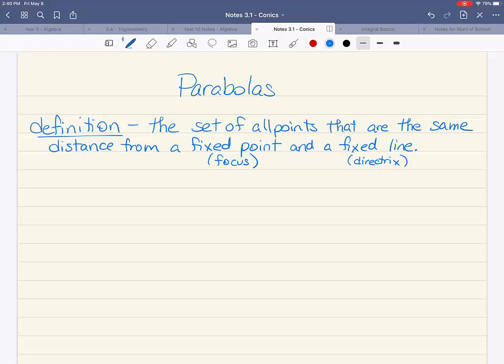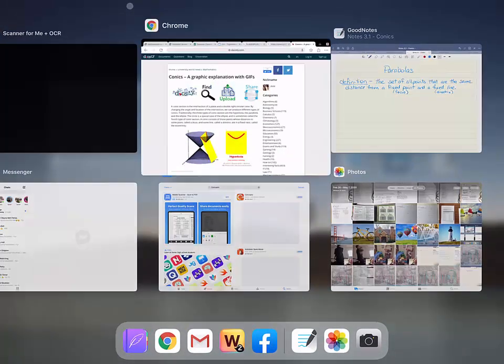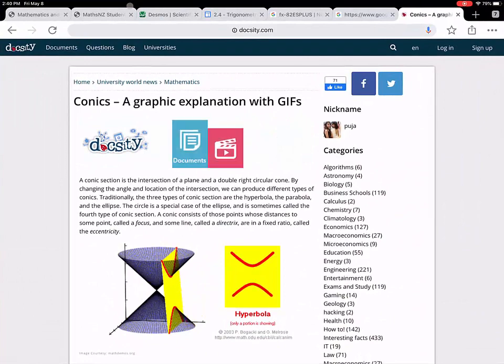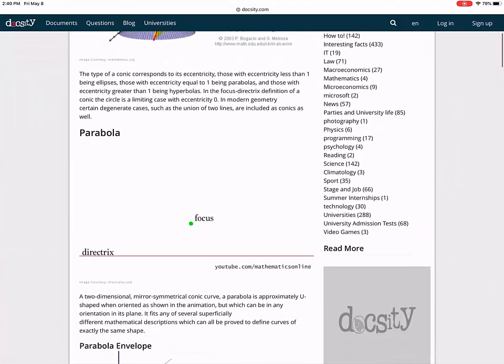So every parabola has a focus and a directrix that determine the shape of the parabola. Now I do have another GIF to show you, similar to the last one that we looked at. And this one talks about the way the parabola looks. As you can see on the screen, here is a focus. There's the directrix, and notice that the length between the focus and the curve and the directrix and the curve is constant. Let's watch it again.